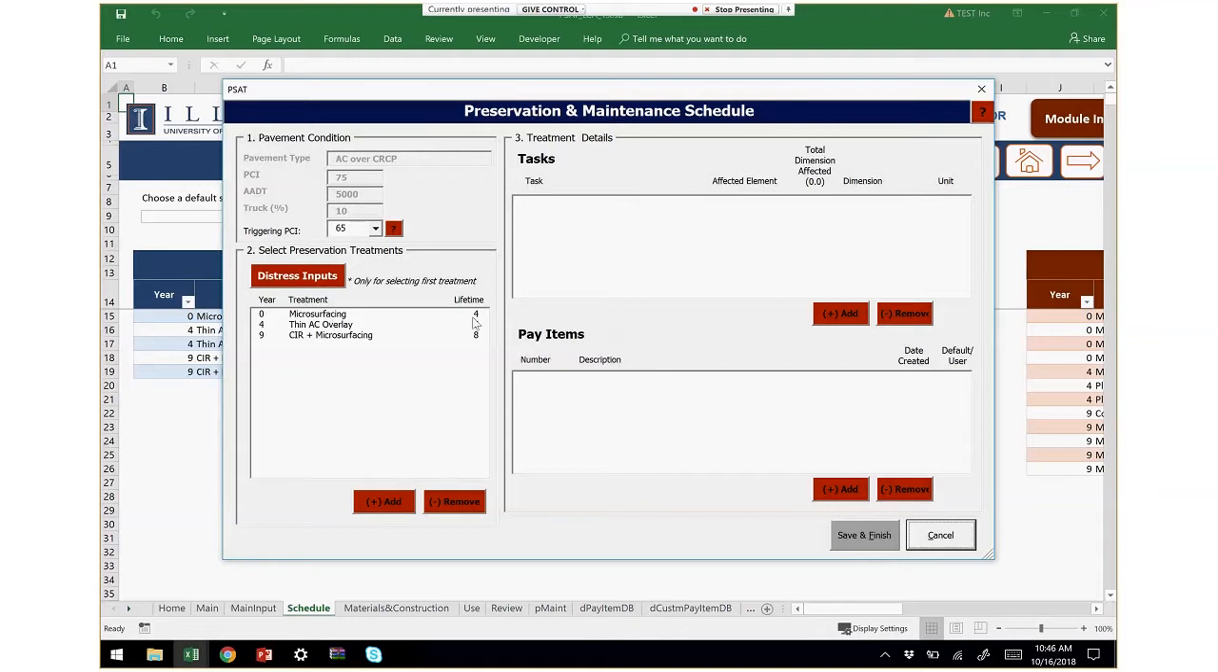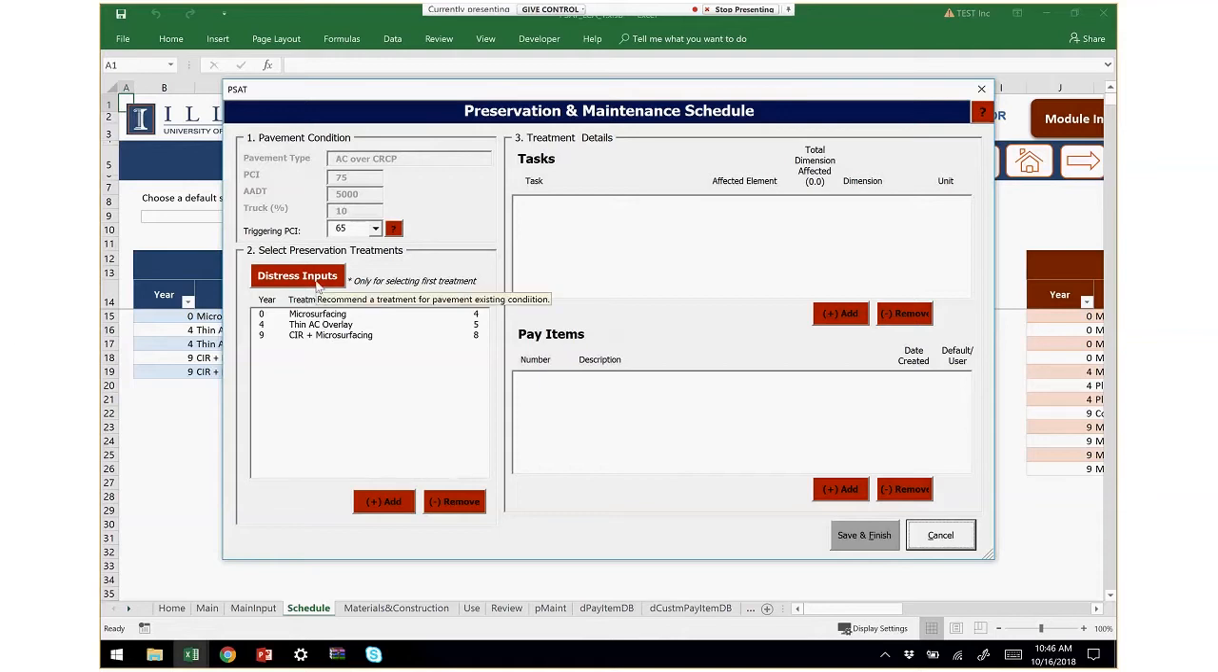A lifetime estimated for this microsurfacing is 4. Maybe we may want to think about a thin AC overlay after that, and we can really finalize the treatment. The treatment that we can choose for this case can be a CIR and microsurfacing.